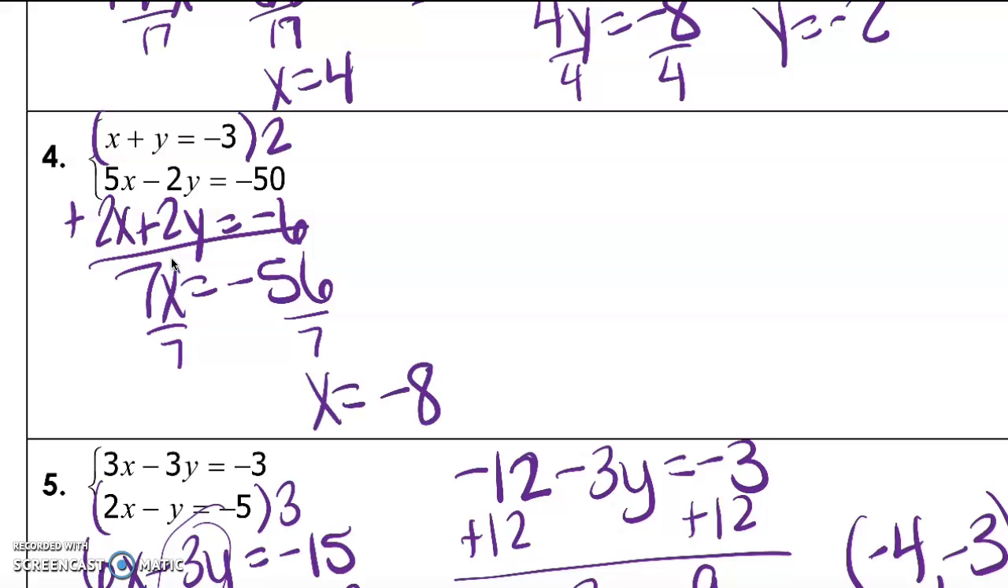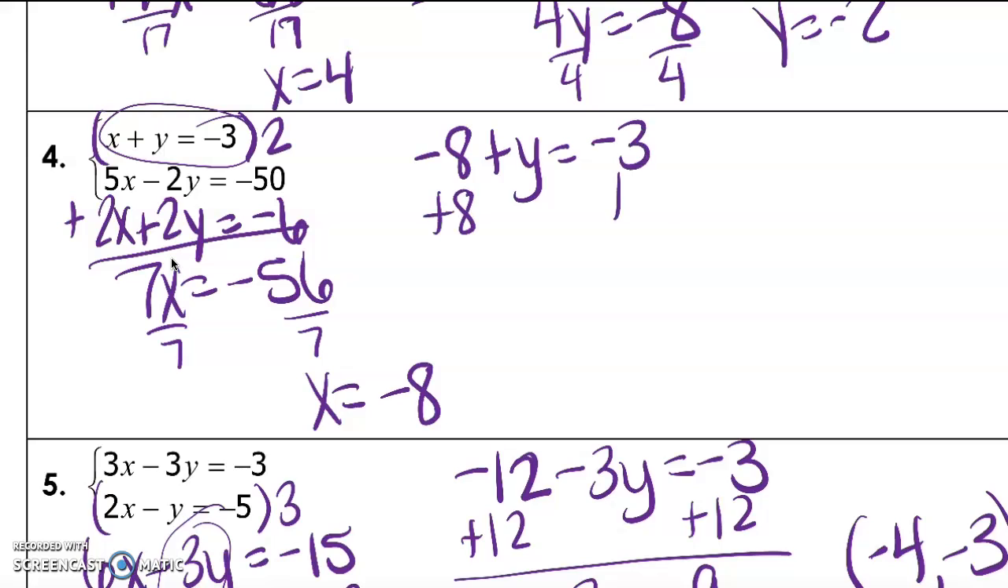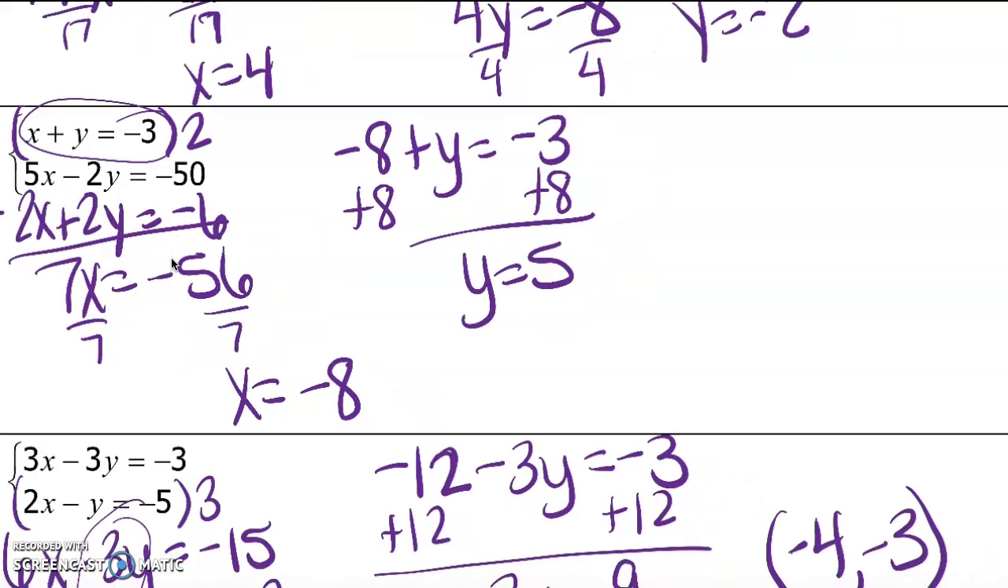So if you would have multiplied the top by 5 instead, you would have been solving for y first instead of for x. I'm going to plug it into the top original. Negative 8 plus y is equal to negative 3. Add 8 to both sides. Y equals 5. So your ordered pair is negative 8, 5.